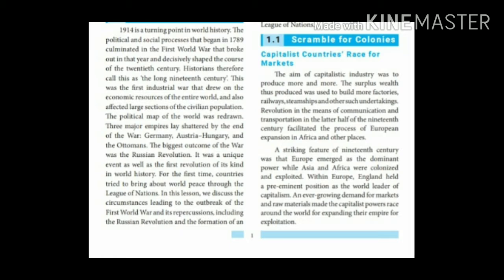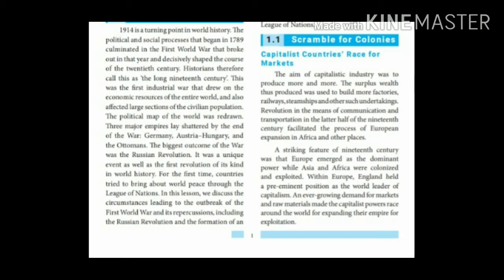Unit 1, see the book. Unit 1, Outbreak of the World War I and its Aftermath. First, the introduction. 1914 is a turning point in world history. See the book, first paragraph, introduction.